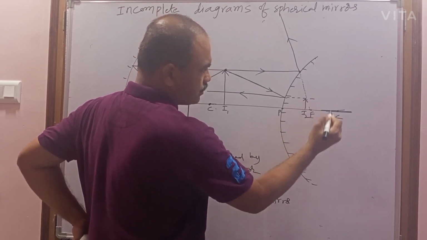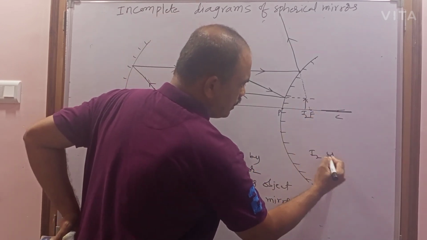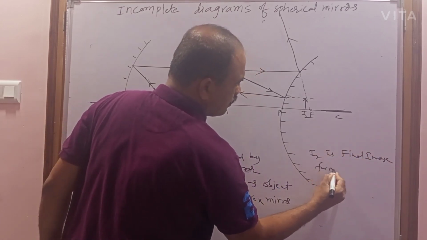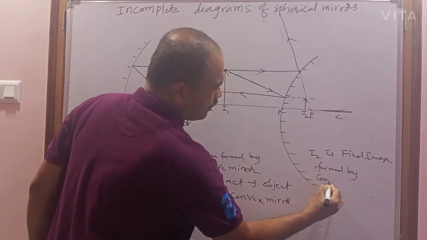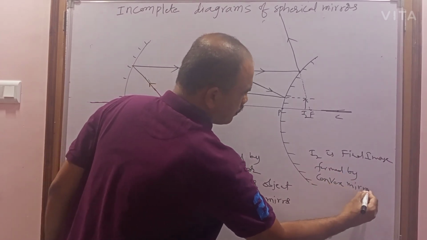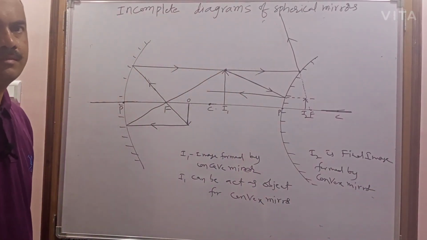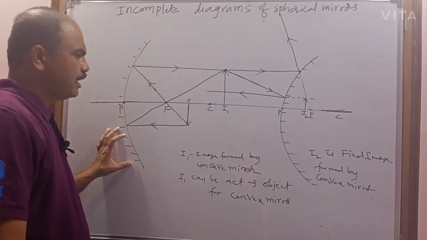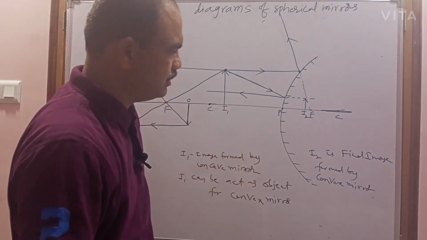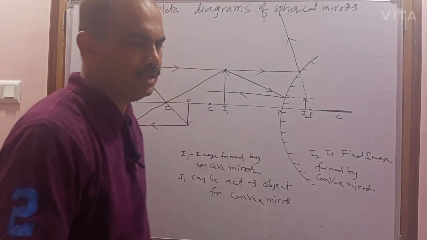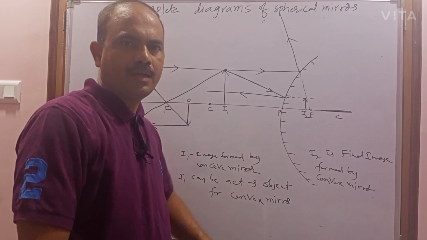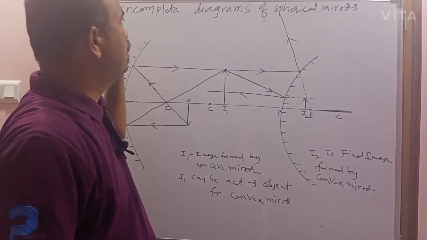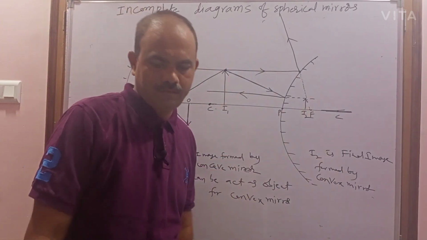Now consider this as I2. I2 is the final image, formed by the convex mirror. So this is the combination of concave and convex mirrors. In the examinations, the diagram may be like this. So this is today's topic: incomplete diagrams of spherical mirrors.